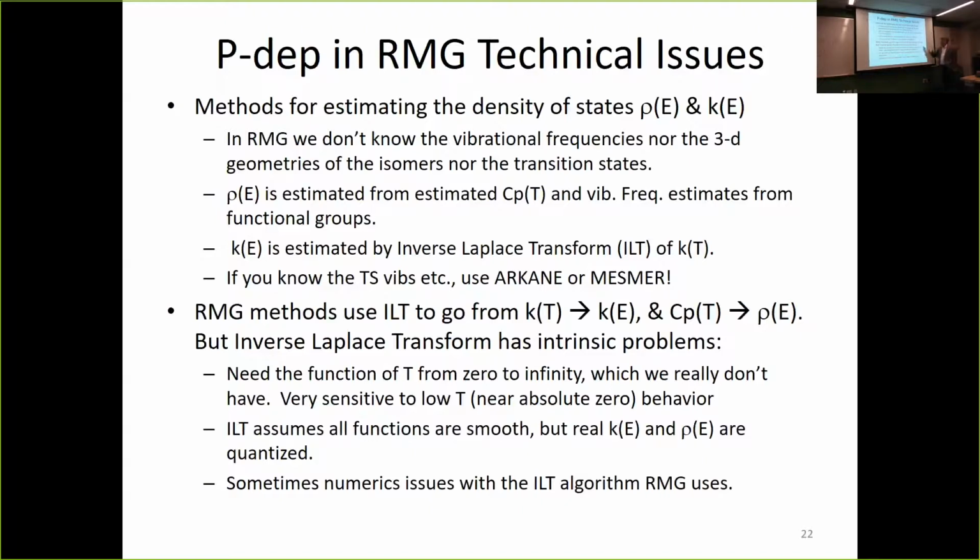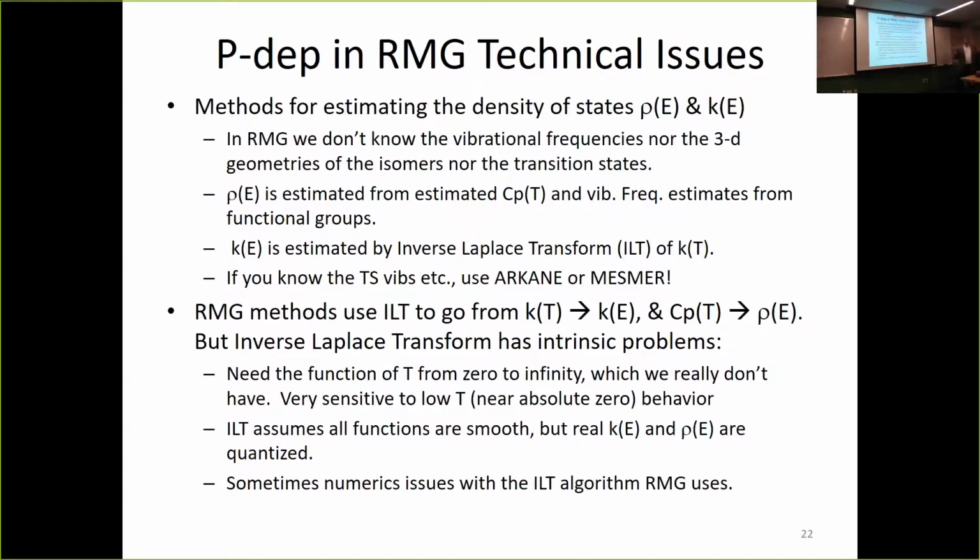So if you really do know, say, the vibrational frequencies of the transition state, you should use them. And there's no way to put them into RMG right now, at least I don't think so. But you can put them into Arkane, or there's another competing program called Mesmer. Those programs can take all the details you know about the problem, and they'll give you much better estimates of rho of E and k of E than you would get from the RMG estimates.